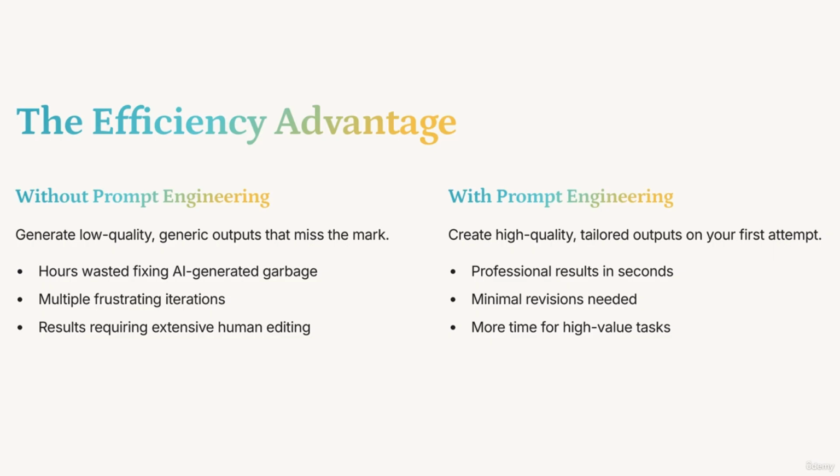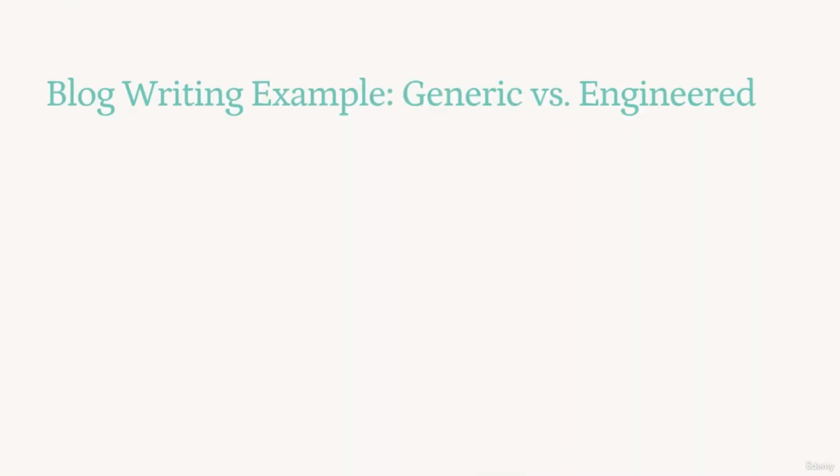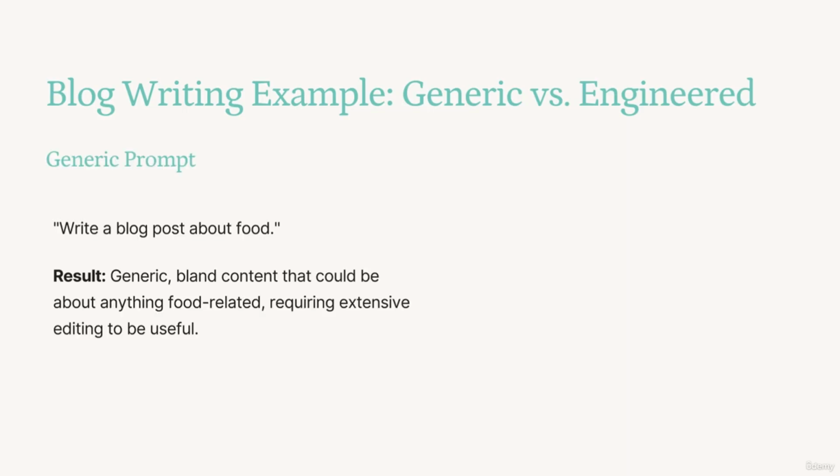Let's go back to our Food Fusion restaurant example. Say you want AI to write blogs for your restaurant's website. Without prompt engineering knowledge, you might ask the AI, "Write a blog post about food." And sure, you'll get something, but it'll be generic and bland.